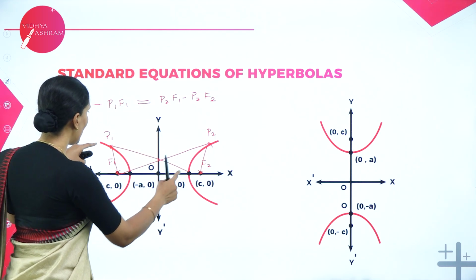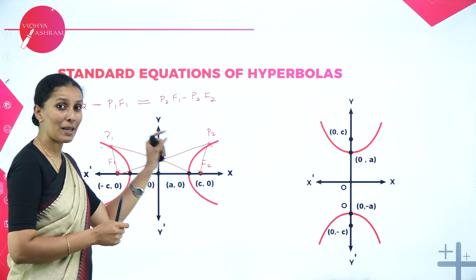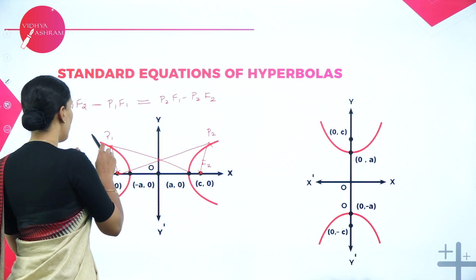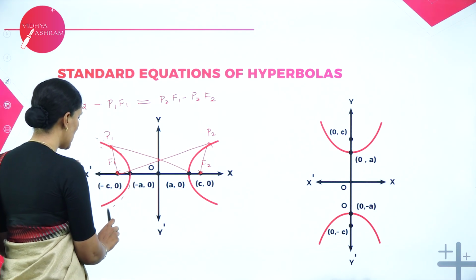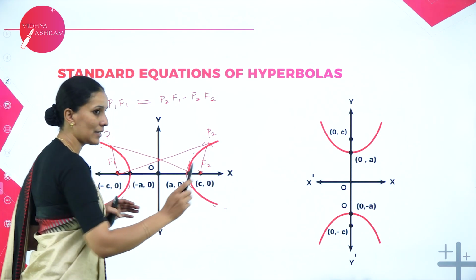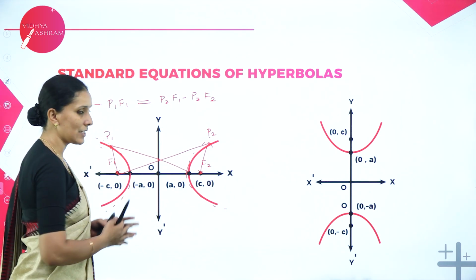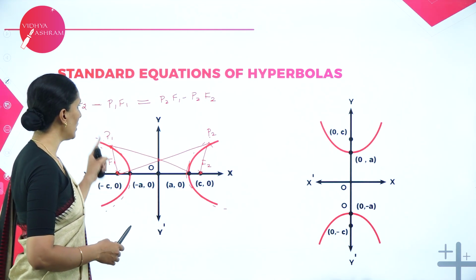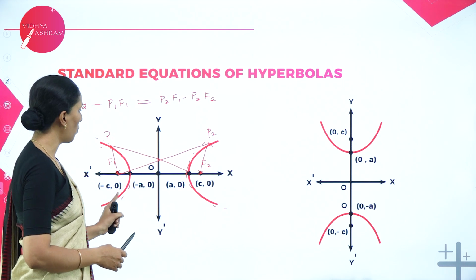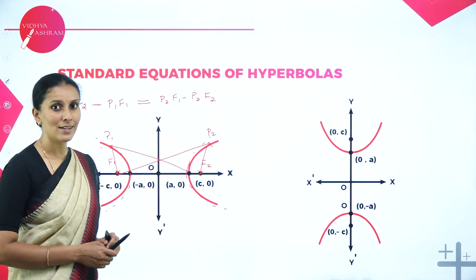So that means the difference of the distances between the two foci to any point on the hyperbola will be equal. Therefore, we'll get a curve, a set of points towards this direction as well as a set of points towards this direction. These are two branches of one curve, but they never intersect each other. So depending upon the difference of the distances from the two foci, we'll get a curve like this. This type of curve is called a hyperbola.